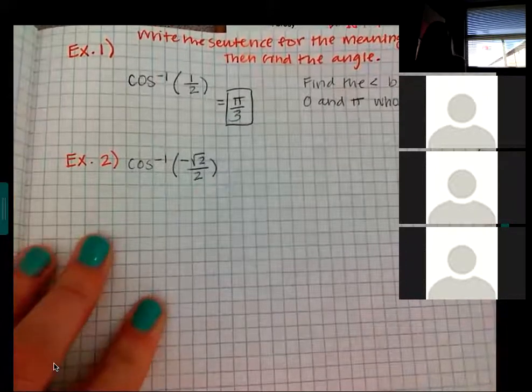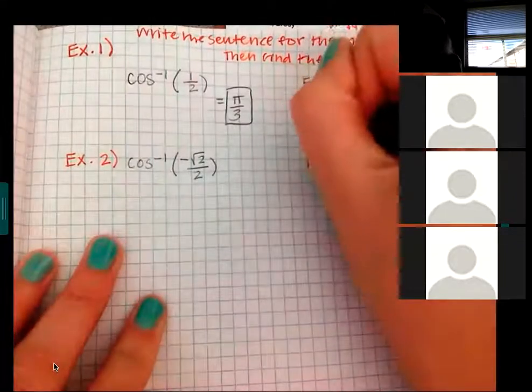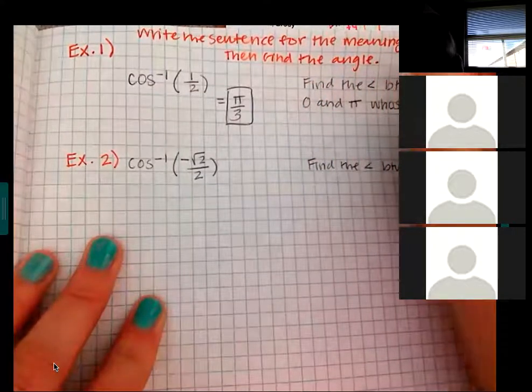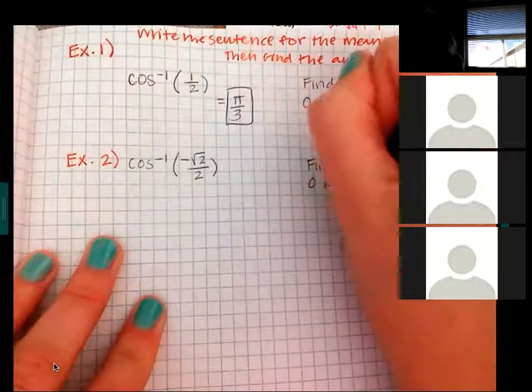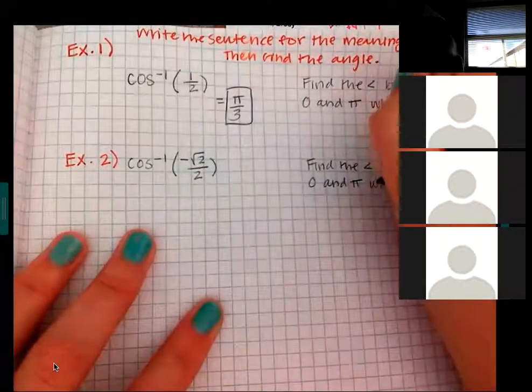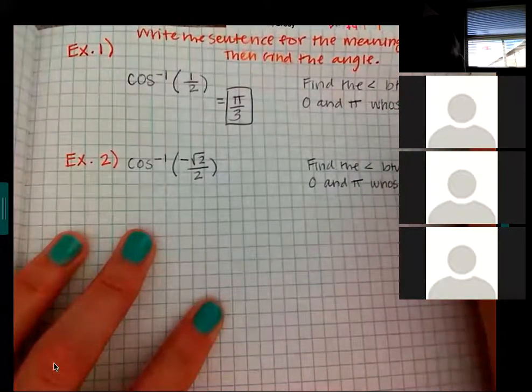All right, let's write this sentence first. What are we looking for? The angle. Okay, good. Why is it between 0 and pi, KJ? Because it's even. So we're looking in quadrants 1 and 2. Whose cosine should be what? Negative square root of 2/2.